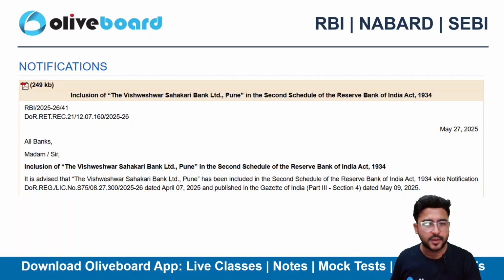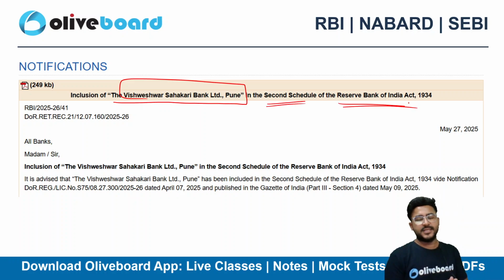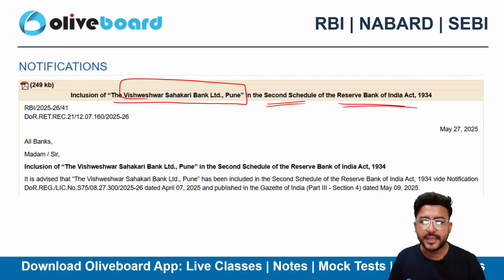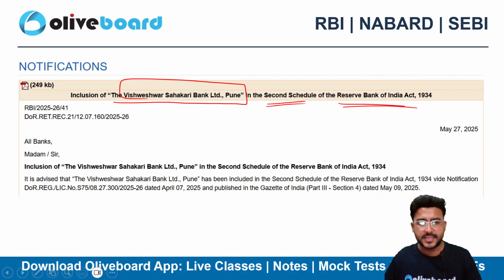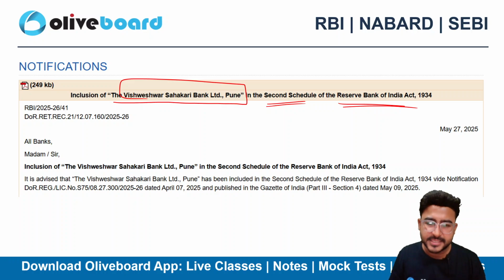Next is the inclusion of this particular bank in the second schedule of the RBI. So they have just included this particular bank in the second schedule of the Reserve Bank of India. And what are the benefits of being in the second schedule of RBI? Definitely eligibility to borrow from RBI, membership of the clearing house, higher reputation and trust, and compliance requirements.